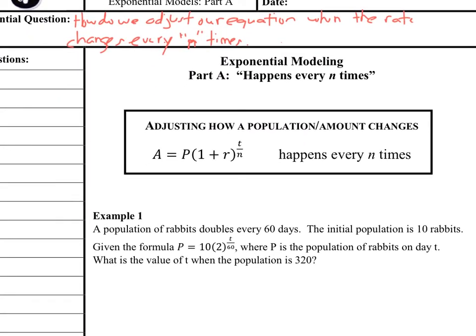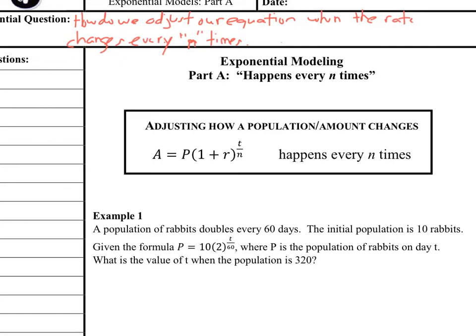Adjusting how a population changes when it happens every n times. If it doubles every 60 days, or if it's doubling every fourth year, we typically take that t and divide it by n. Typically the t is some measure of time, and the n is how long it takes to do that. So it's the same formula, except we're going to have t over n, where n is how long it takes to do whatever it's doing. Happens every n times. So let's read the first question.